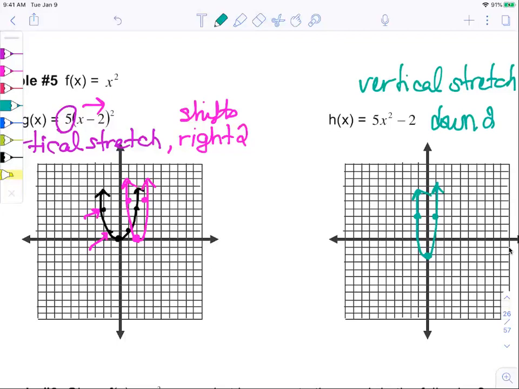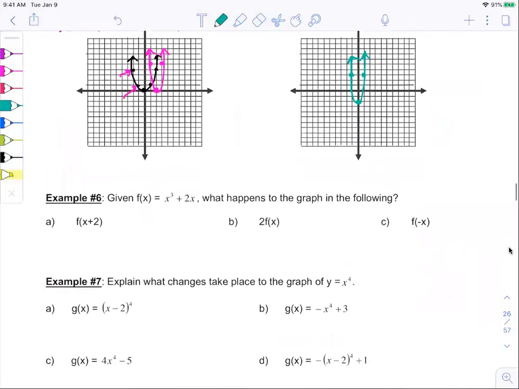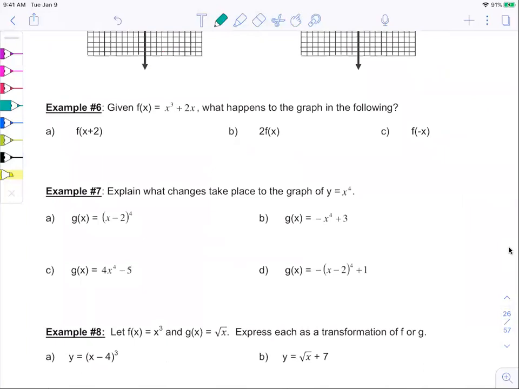All right, so the last part of this, and this should be really quick, we're just going to describe what happens to the graph. And I think there was a question or two like this in your homework, and it wasn't meant to be confusing. So it says, given the function x cubed plus 2x, here's our function. What happens to the graph of the following? It doesn't matter what the function is. My equation could be huge. I could have x to the 6 plus 2x squared plus 5x plus 4.